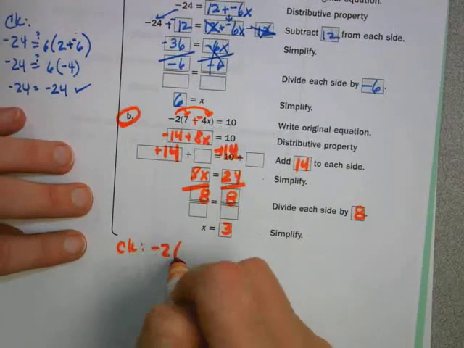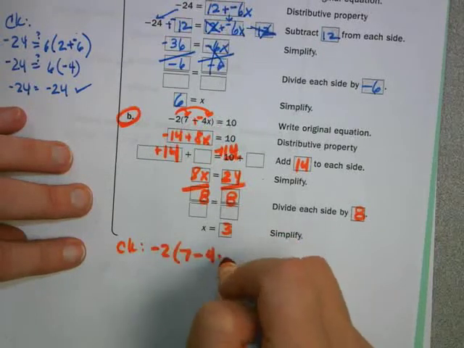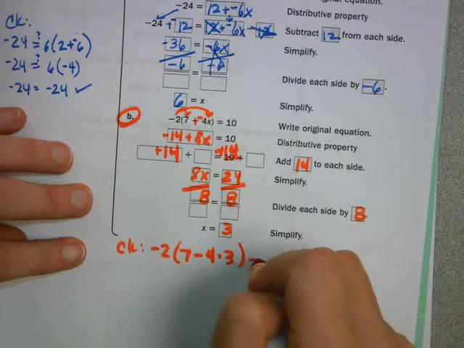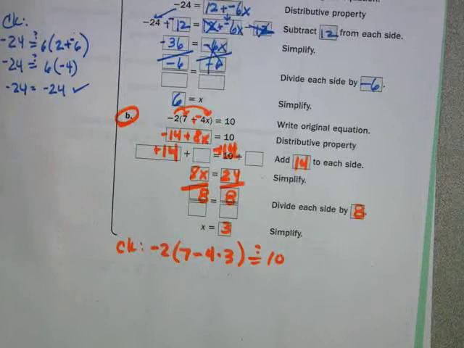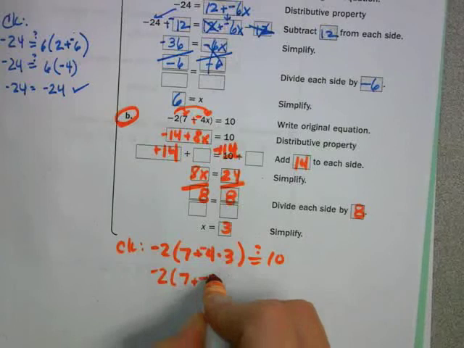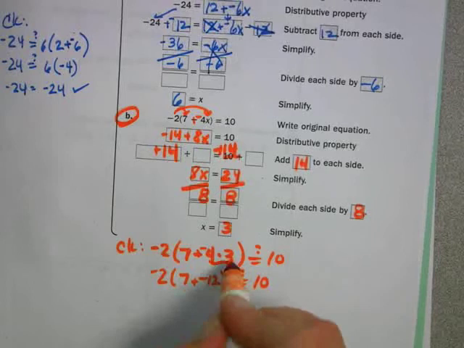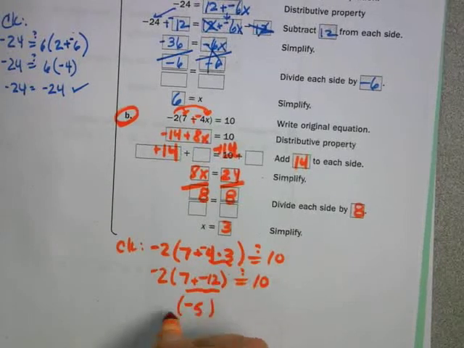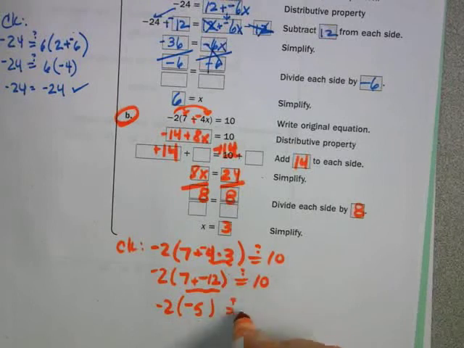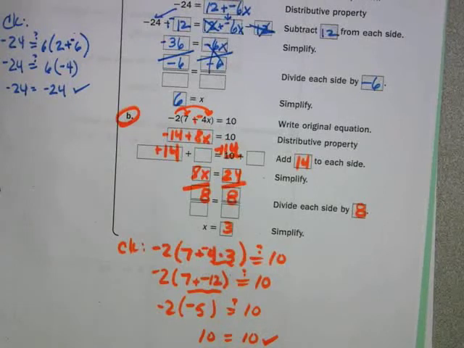Let's check it underneath there. Negative 2 times 7 minus 4 times x, which is 3, equals question mark 10. So order of operations, I'll make this plus a negative. The negative 2 stays out. I'm going to deal with parentheses. And in my parentheses, I have add and multiply. Which comes first? Multiply. So there's my negative 12. I don't need to distribute. I can just do parentheses again. So that's a negative 5. And is negative 2 times a negative 5 a positive 10? It sure is. So you will still know if you got 100% on this before I will, because you're going to check your work.